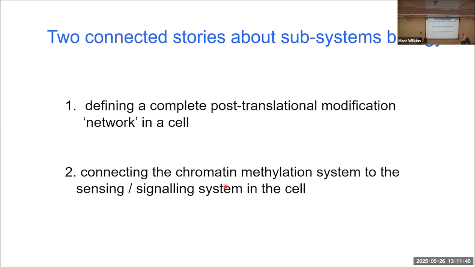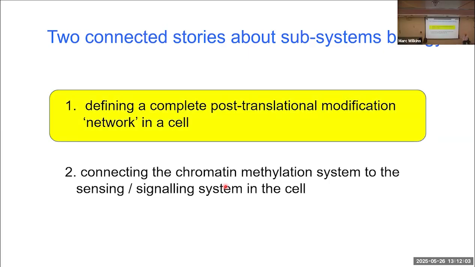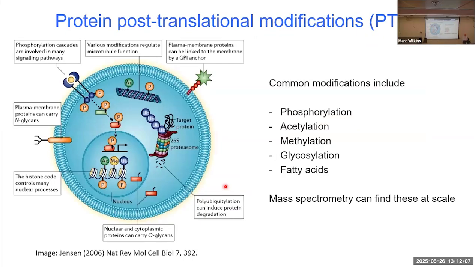You're thinking, geez, that's a long time. But hey, you'll see why I'm interested and excited in it. So we're going to talk about defining a complete post-translational modification network in a cell, and then talking about how to connect a chromatin methylation system to the sensing signaling system in the cell. So let's start with this one.